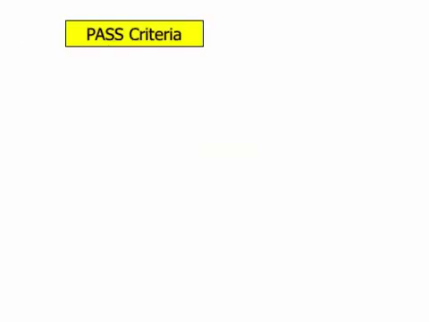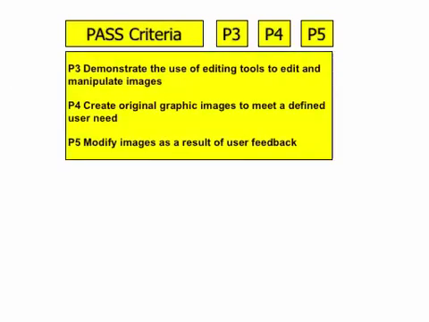So, let's look at the actual criteria that you are covering by doing this task. Strangely enough, it does include 3 pass criteria, but what you're actually having to do is quite a lot of work for what you might think is just a pass. So, P3, which is demonstrate the use of editing tools to edit and manipulate images. So you've got to be able to tell me and show me what it is that you did and how you did it. You're also creating an original graphic image to meet a defined user need.